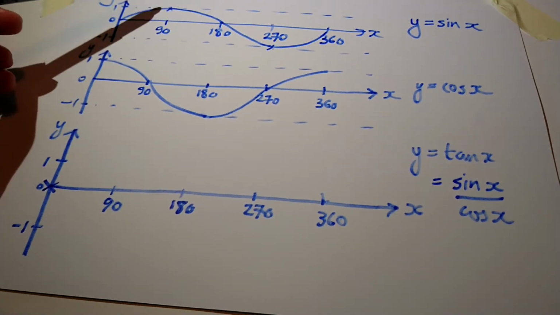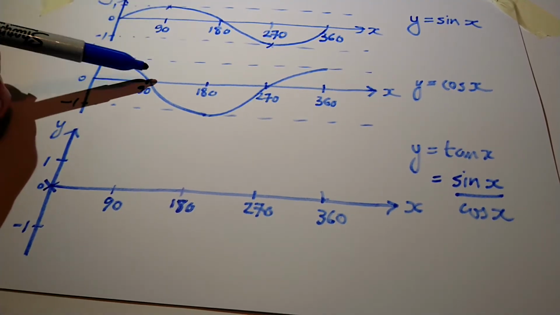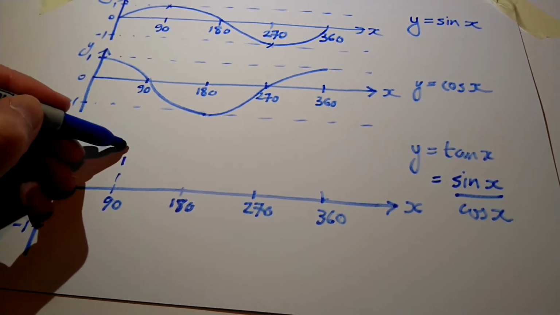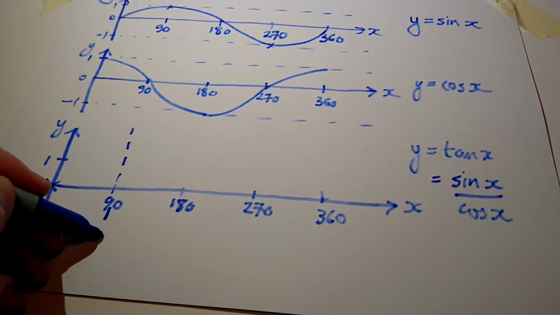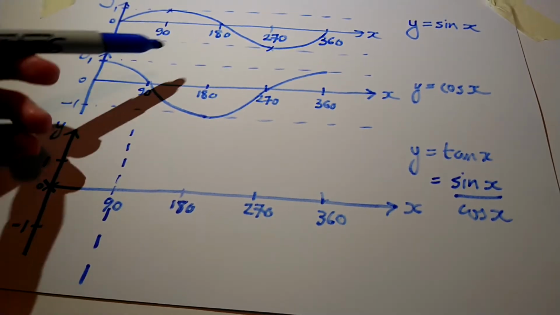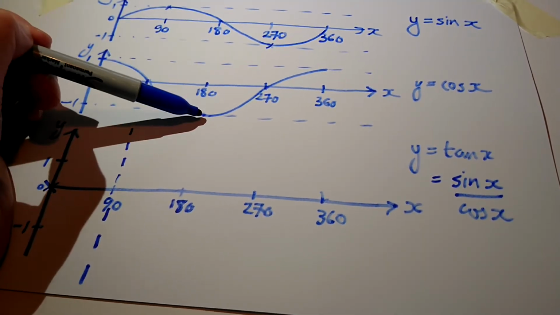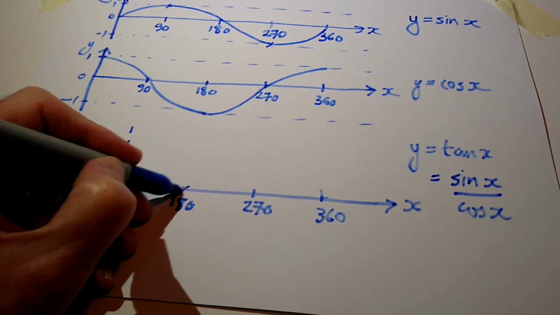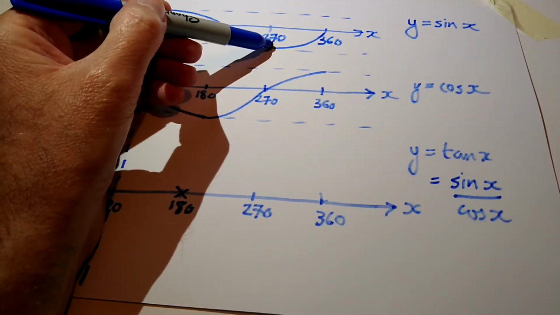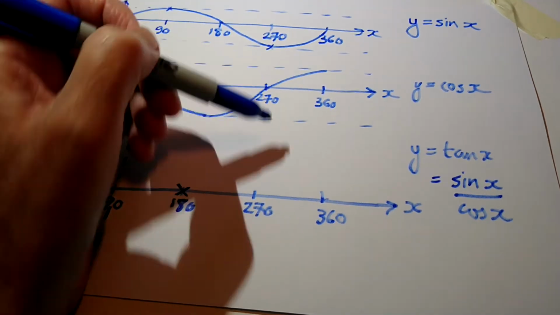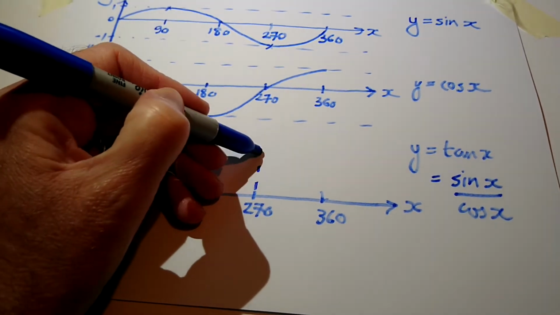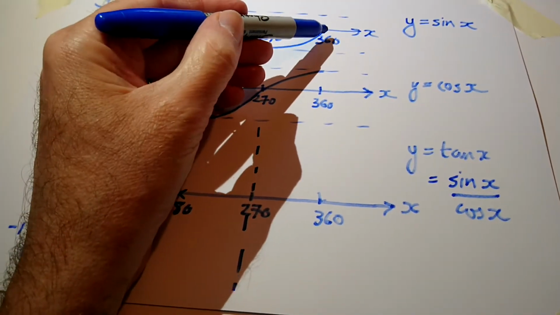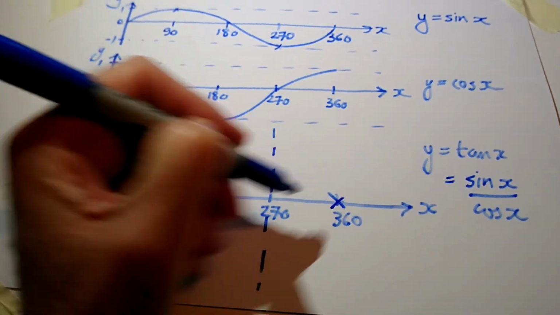Let's go to 90 next. Well, I've got 1 divided by 0. Well, that's undefined. You can't do that division. So we have to put an asymptote in. Then I've got 0 divided by -1. Well, 0 divided by anything is just 0. Then I've got -1 divided by 0. Once again, that's undefined. And then I've got 0 divided by 1, so that's 0 again.